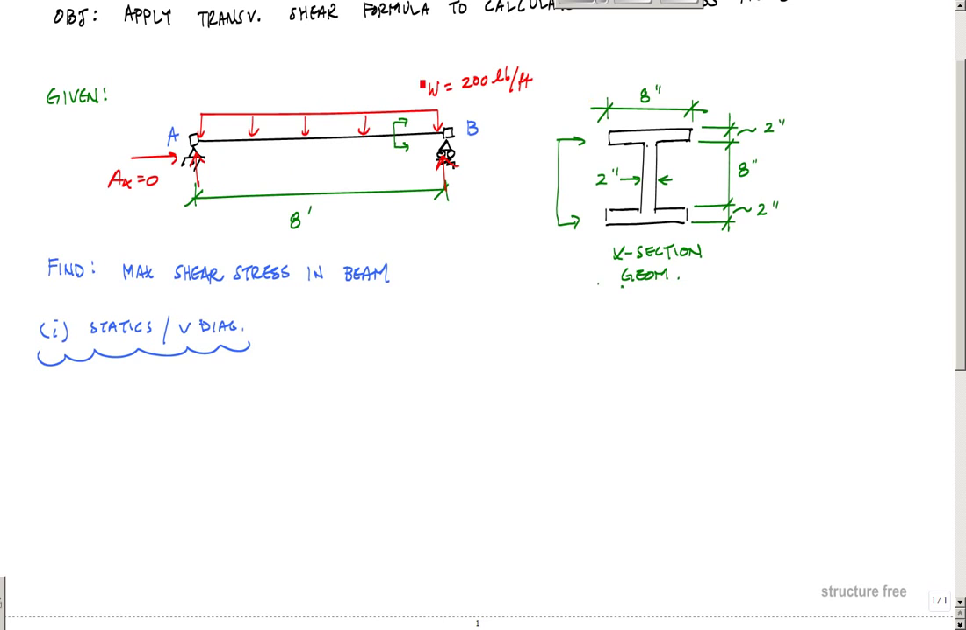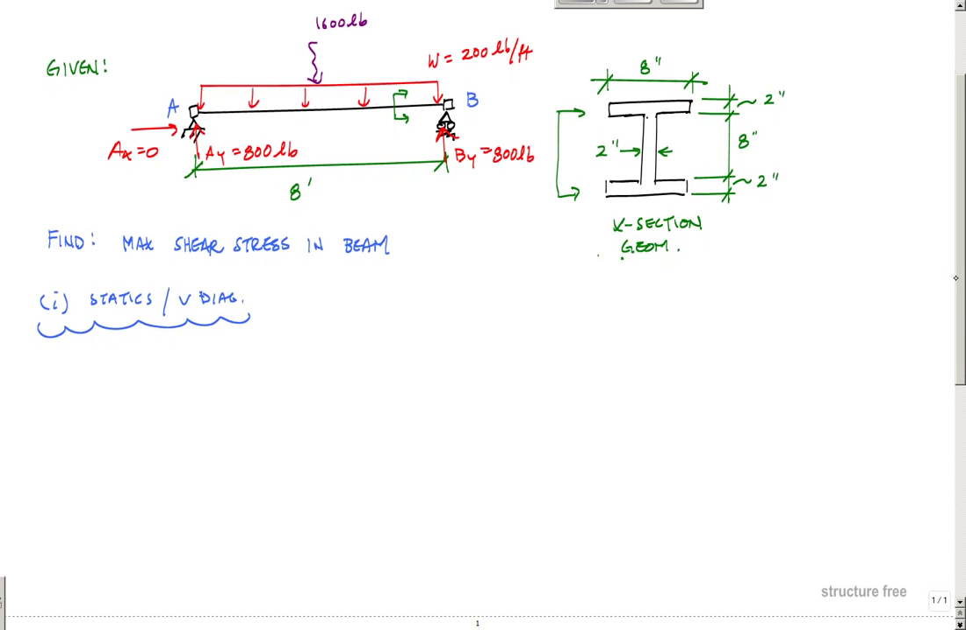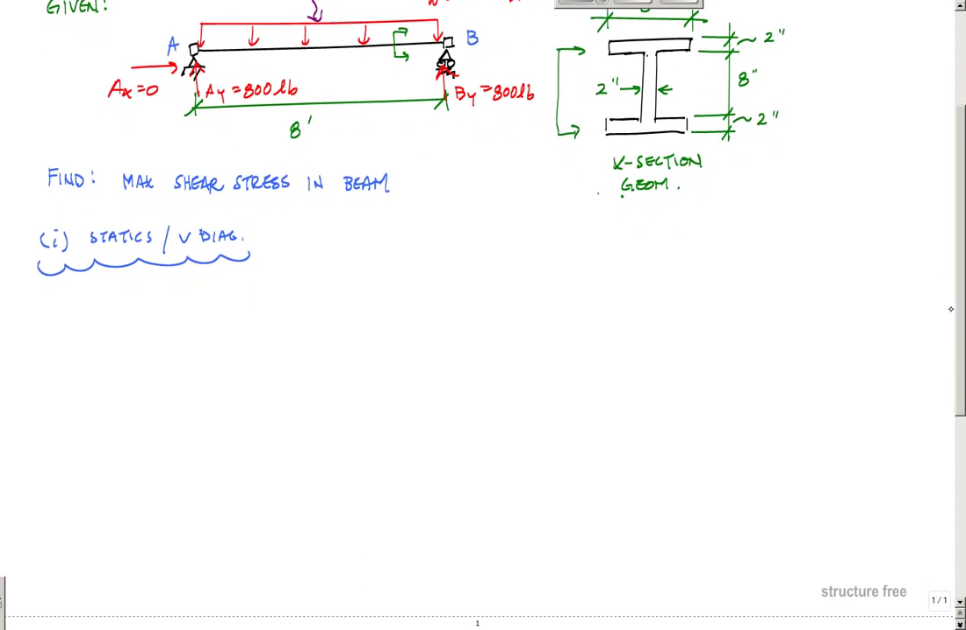That means each of these, AY and BY, are both going to be equal. So 200 times 8 gives me a resultant here of 1,600 pounds, which means that AY will be equal to 800 pounds. They'll take half, and BY will also take half. So hopefully that makes sense to you. When the loading and the boundary conditions or reactions are symmetric, then you're good to go, right?